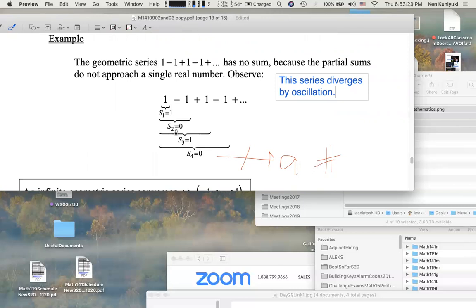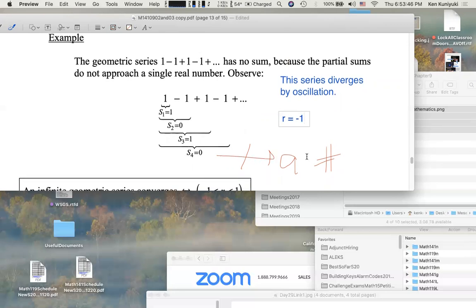All right, this has no limit, right? S sub n does not approach a real number as n approaches infinity. This series diverges by oscillation. And what was the value for r? What do you multiply by to get each new term? You multiply by r equals -1. All right. So for -1, you get kind of this weird behavior here. Divergence.